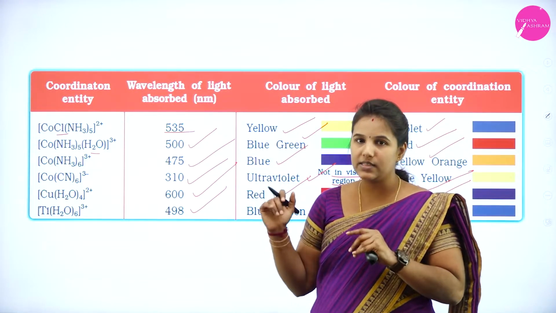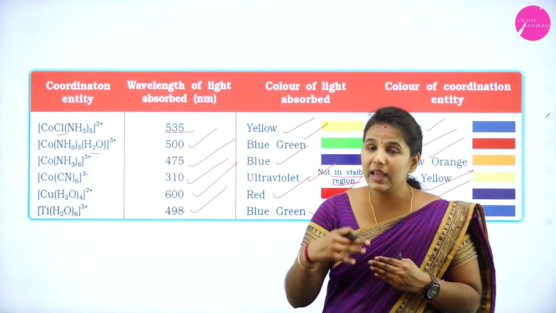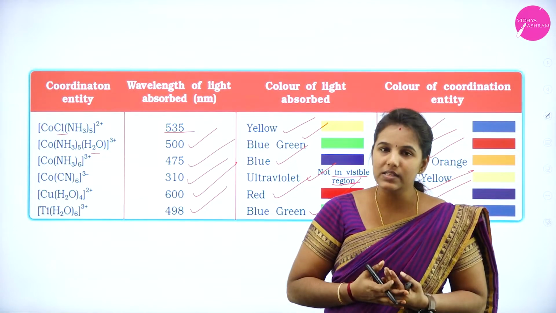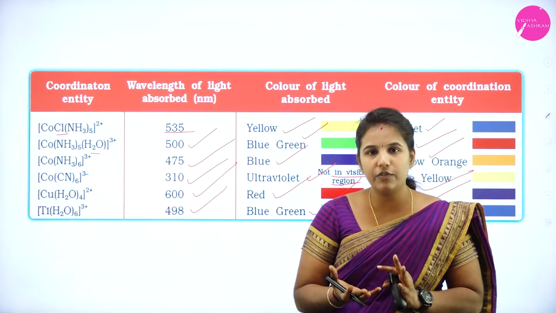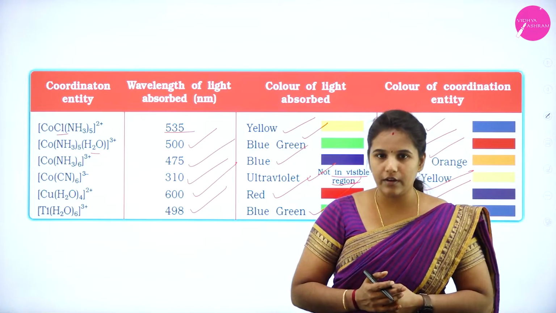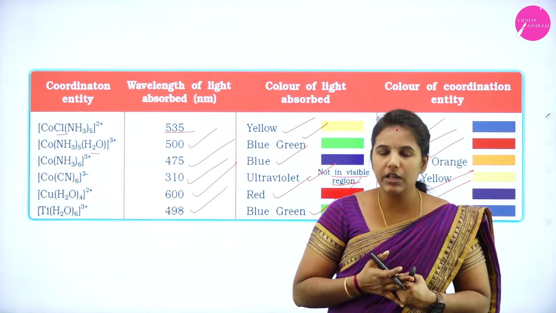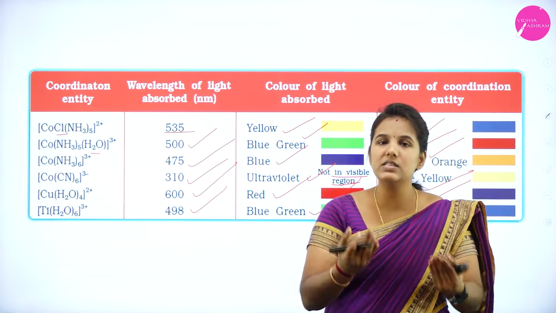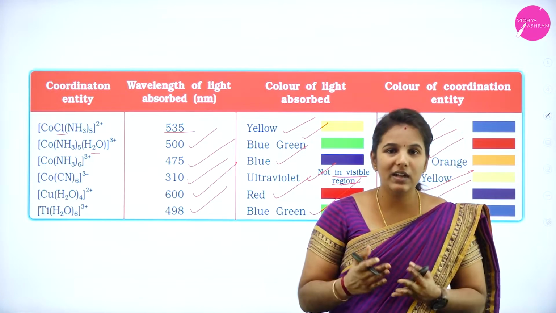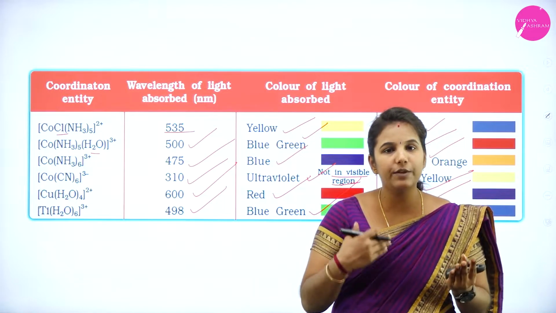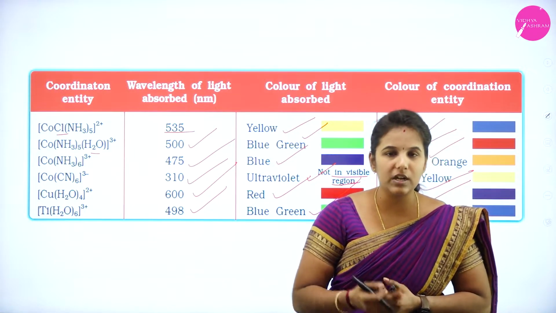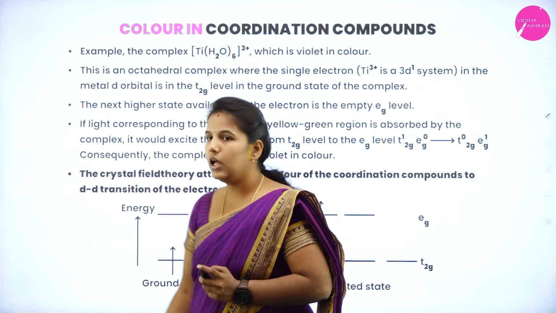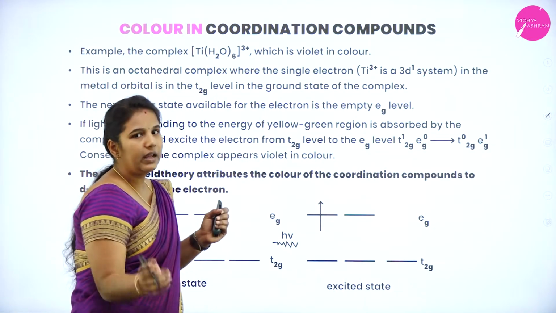Is it right? Yes. So this indicates that ligands play a very important role when bonded with the central metal atom. If the ligands are different, the colors also get different. So this shows that our coordination compounds, when made in solution form and when you pass white light, give us different colors because they absorb different colors in the visible spectrum region. Now let us see the color in coordination compounds by taking one example.